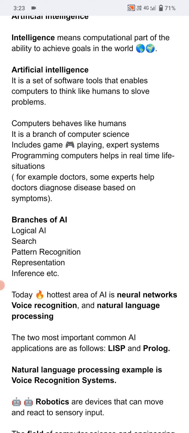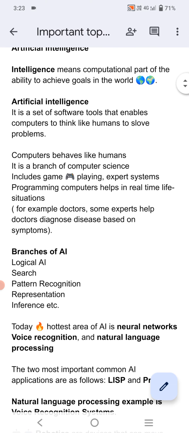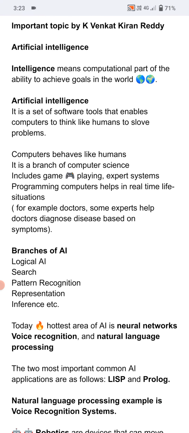For example, artificial intelligence helps doctors diagnose disease based on symptoms. Various artificial intelligence applications are there in our world: driverless cars and voice recognition through Amazon, Flipkart and Alexa all come under artificial intelligence. Artificial intelligence works mainly through machinery and equipment, using computers, sophisticated instruments and software.